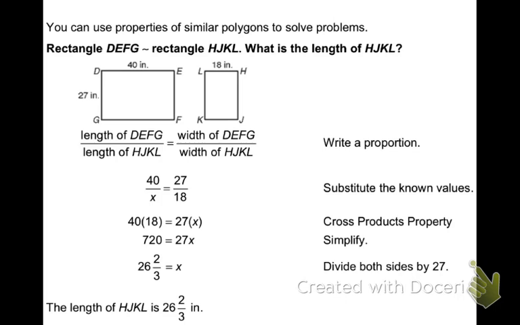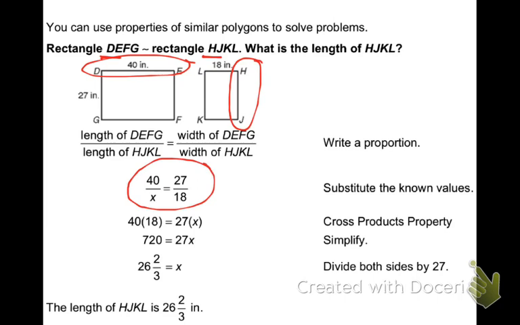Now we can use similarity ratios and proportions to solve for the missing parts. What's important about this is to make sure you match up congruencies. So for instance, DE would be the same as HJ. Do not just try and match them up and say, oh, 40 and 18 are both on top, so they have to be the same. Make sure you look at how the rectangles and triangles are facing. So we set up a proportion, and then as soon as we set the proportion, we can use cross products and solve for a missing side. Okay, so we can use cross products to do this.